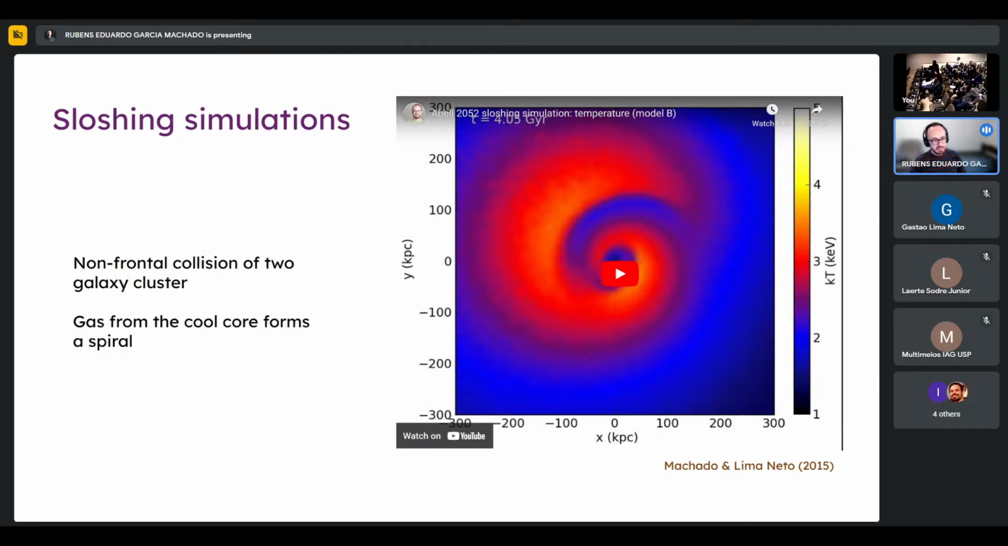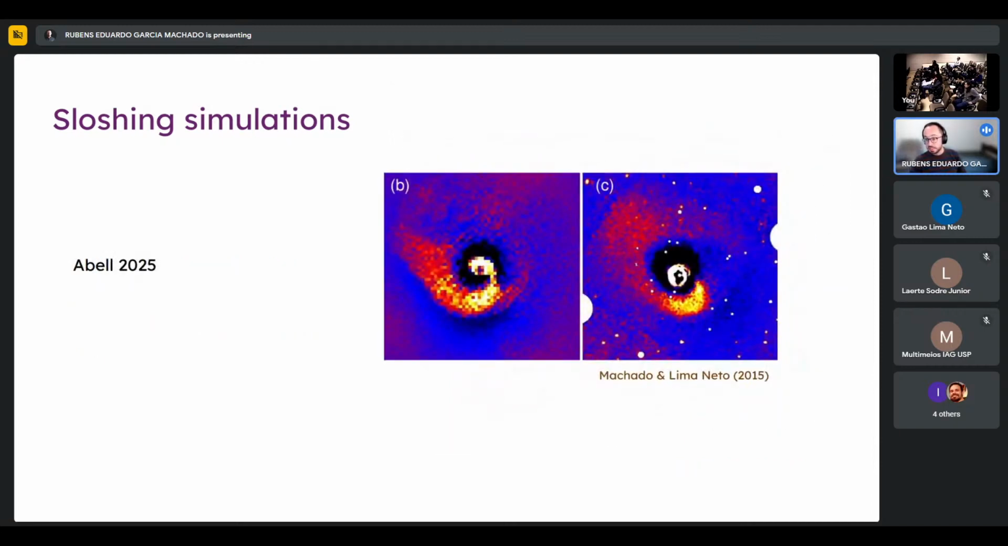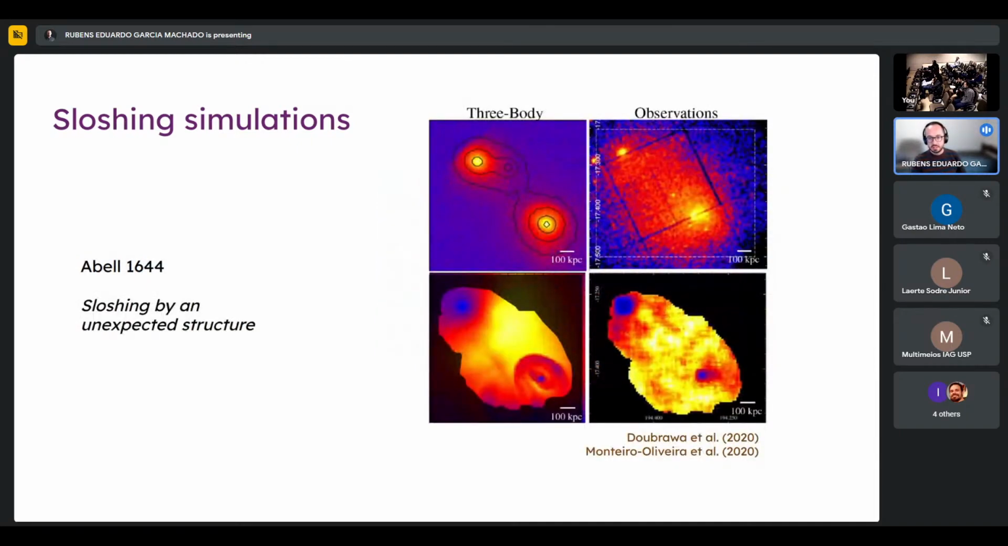Right. So in this area, we can use the simulations to try to reproduce and observe the features in galaxy clusters. This is one example of a sloshing spiral that we simulated a couple of years ago.